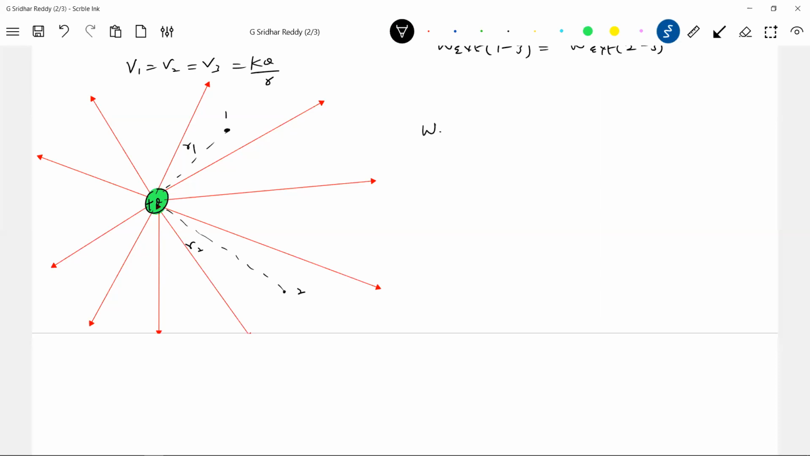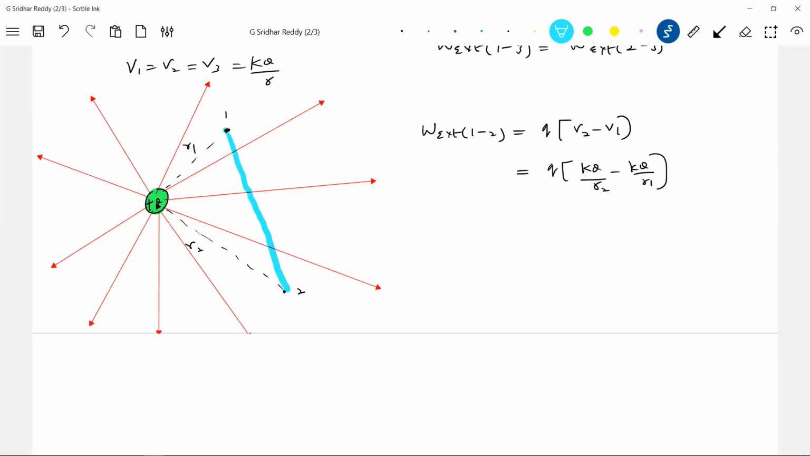What is the work done by the external agent in moving a charge from 1 to 2? The formula will be equal to the charge into V2 minus V1, that is, KQ by R2 minus KQ by R1. This much work it should do. How about the path? Any path. He can pick up whichever path he likes. He may go straight, he may take some path like this, he may go and come back. So in any path, this much work he should do.